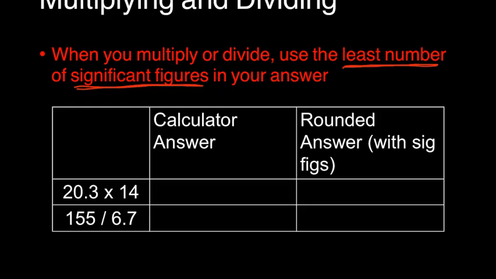Now we double check our original numbers and we see 14 here only has 2 sig figs. So our final answer should only have 2 sig figs, which means 284 rounded to 2 significant figures. That means we keep the 2, we keep the 8, and then we ask ourselves, does the 4 round up or down? Since it's a 4, it's going to round down. So our final answer here becomes 280.